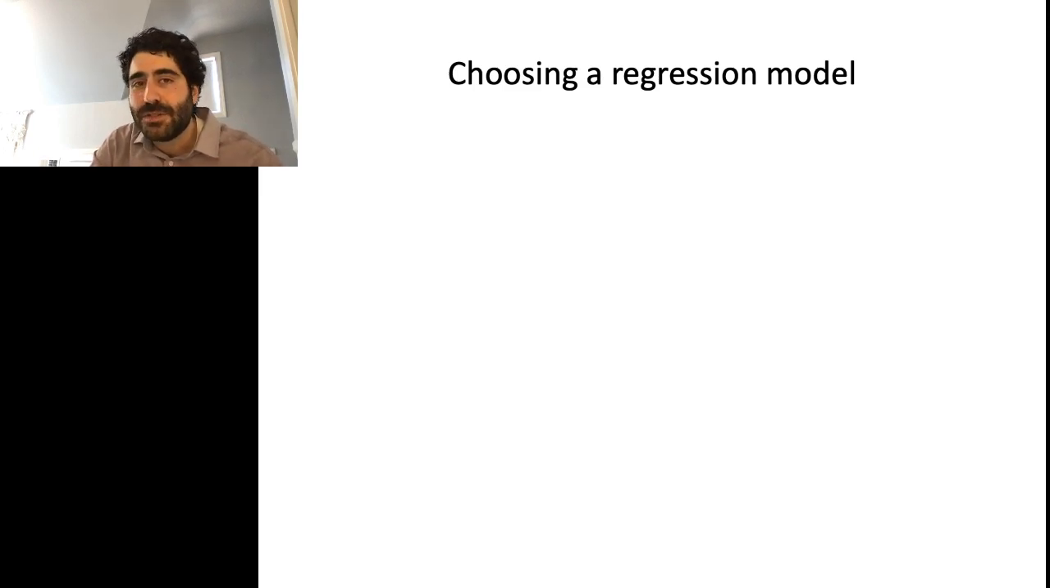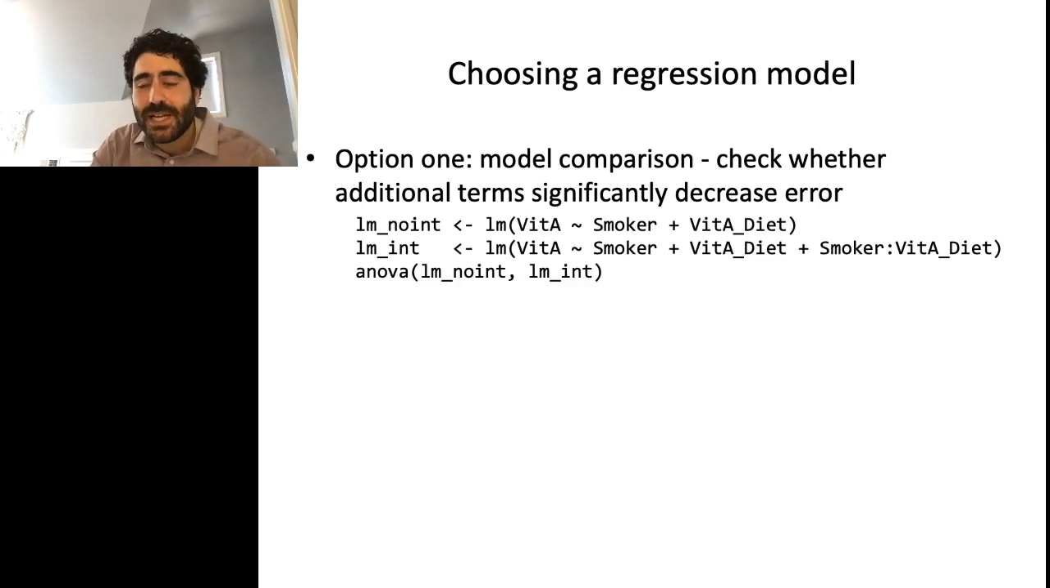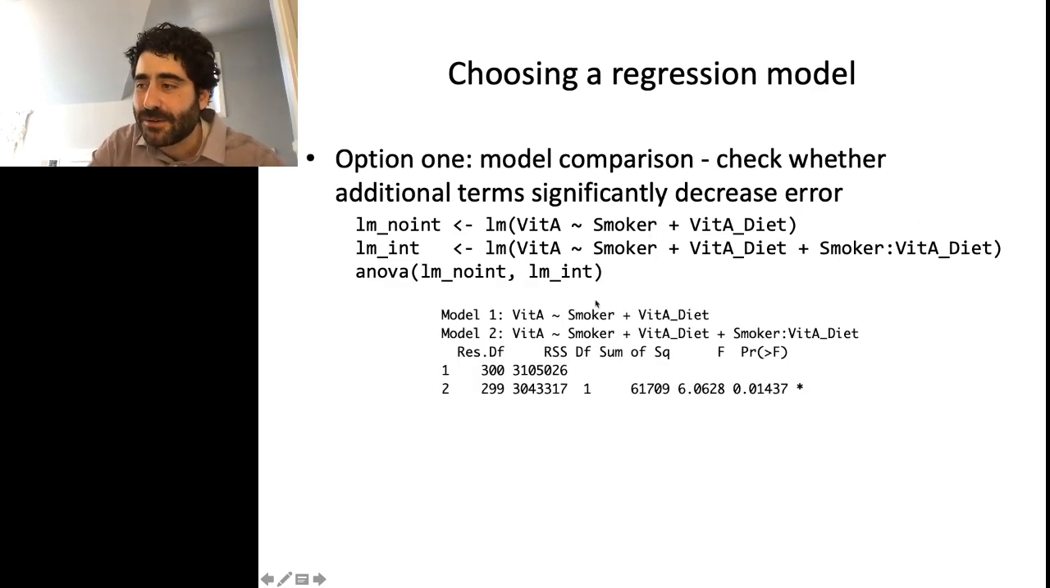There's two routes here. The classic approach is what's called model comparison. If we create two different models, you can use an ANOVA to compare these two models. We're basically just checking whether this extra term is significantly helping us or not. So R can do this kind of model comparison. And here, for example, it's telling us that our errors are significantly lower if we add this extra term here.